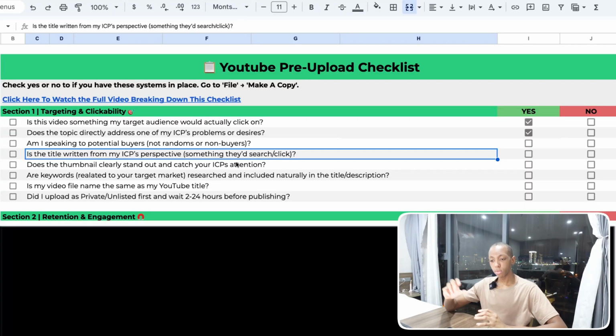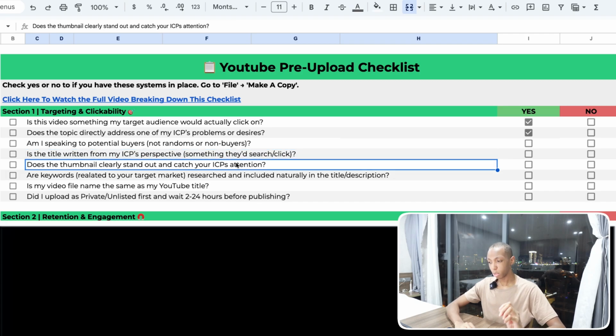Just get very specific with your ICP. Know exactly what they're searching for. If anything, just use ChatGPT, look for their pain points, bottlenecks, and mental doubts, and then from there, you can pretty much see exactly what they'd be searching for. I'd imagine you don't want to use ChatGPT, but you already should know about your offer better than ChatGPT does. Now, fifth thing, does this thumbnail clearly stand out and catch your ICP's attention?